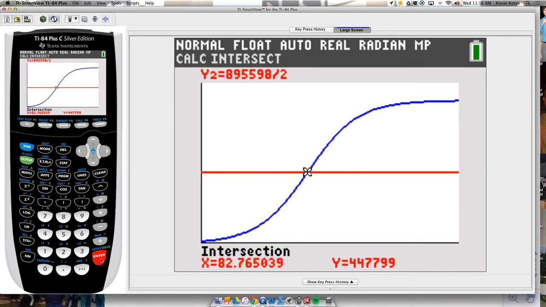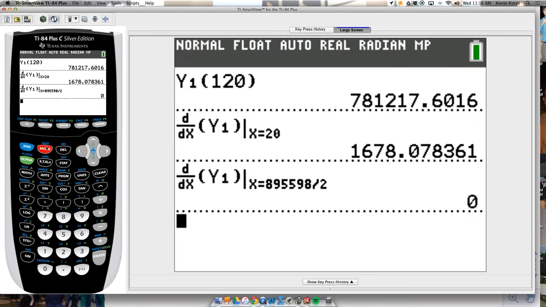So T equals 82.765 years after 1900. So about 1982, a little more than 3/4 of the way through. So September-ish of 82. Now, did we answer the question? How fast is it growing at that moment? Okay, so here's the important part now. We're starting to use our calculators a bit more.